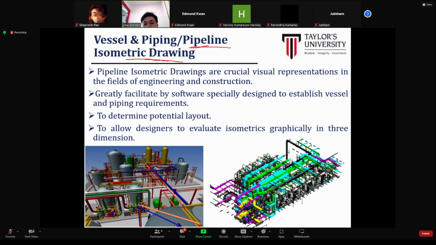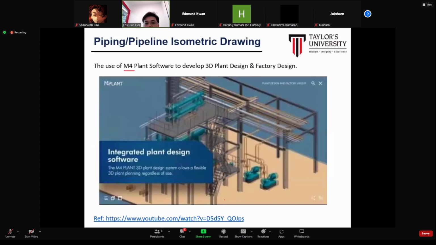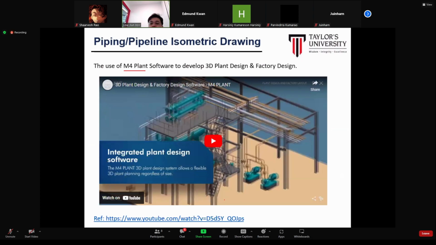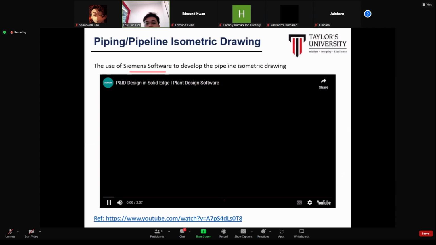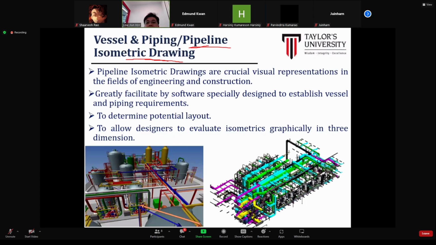The software that we can use is this one and also this one, M4 Plant software. Inside the lecture notes, I tried to include the video. So later after this, you can click the link and refer to a YouTube video to see how engineers use software to come up with a 3D pipeline isometric drawing.